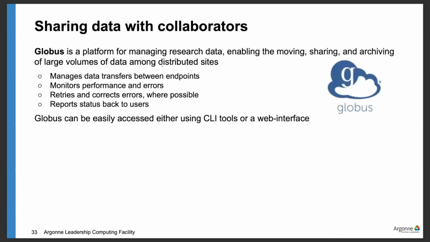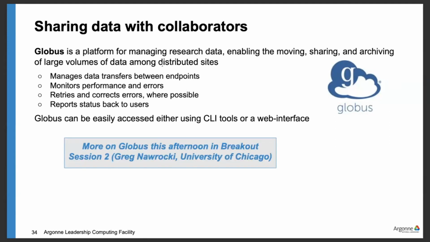Last thing I'll talk about is sharing data with collaborators. Globus is a platform that enables this by allowing you to manage research data and move, share, and archive large amounts of this data across distributed sites. So Globus will manage data transfers between endpoints, monitors performance and errors. It can retry and correct errors where possible, and it'll report status back to users. And Globus is something that you can either use on the command line, or there's a really nifty web interface that you can use as well. I'll avoid stealing too much thunder there and let you check out the afternoon breakout session related to Globus if you're more interested in learning about this.